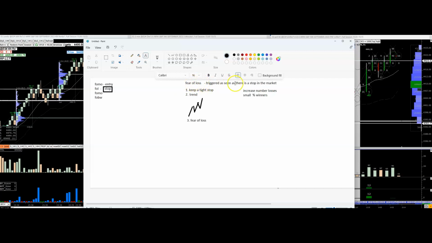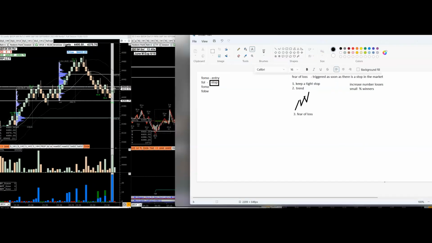So fear of loss is triggered as soon as you have a stop in the market and is directly responsible for an increased number of losses and a small percentage of winners. It works with two ideas: the trend, higher high, higher low, and keeping a tight stop. These two things, along with fear of loss, cause an increased number of losses and a small percentage of winners. Now I'm going to prove it. All right.